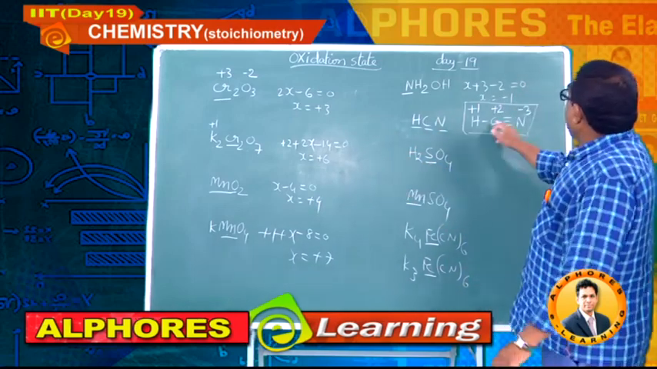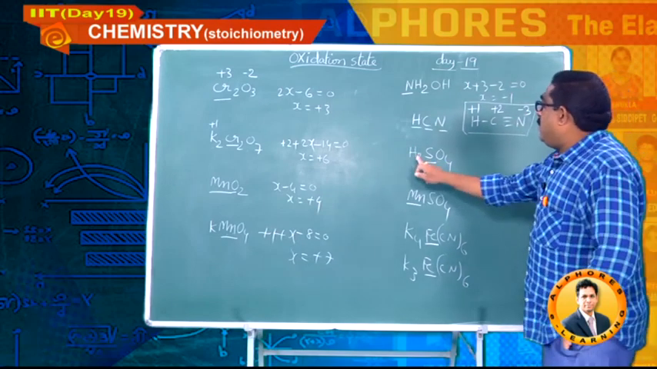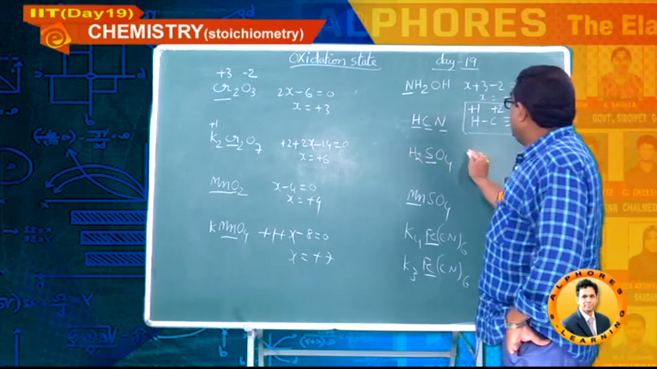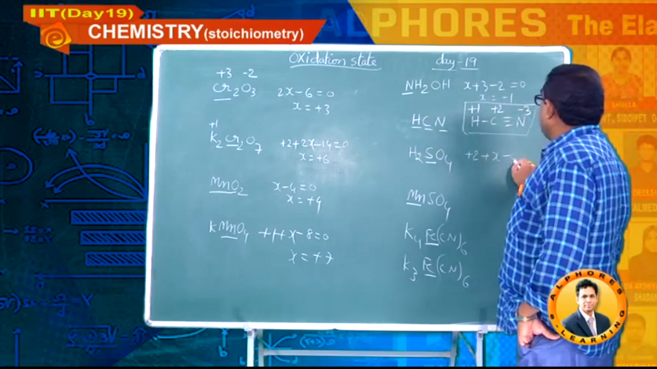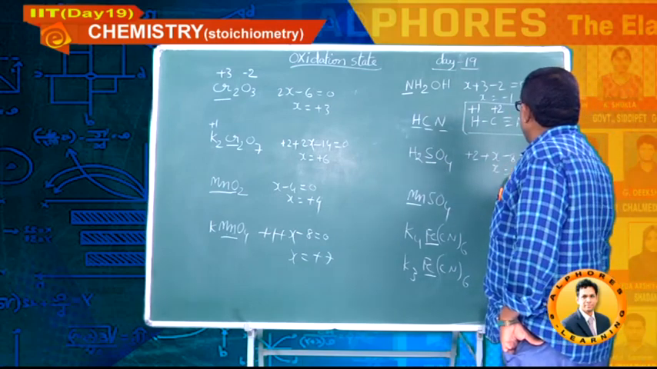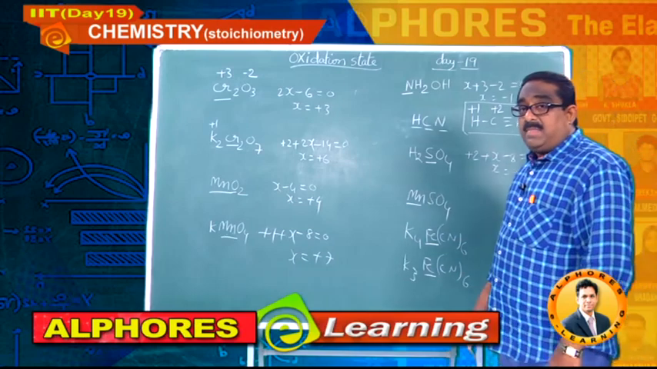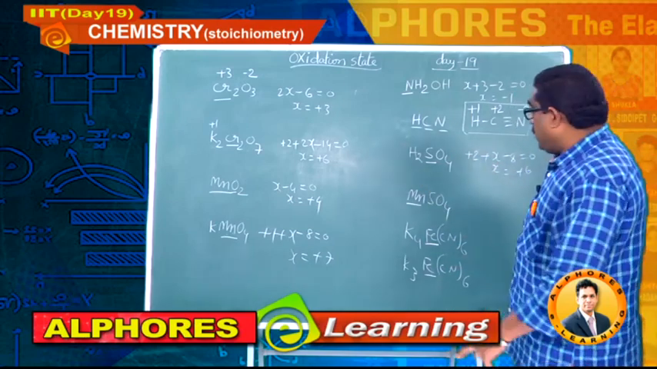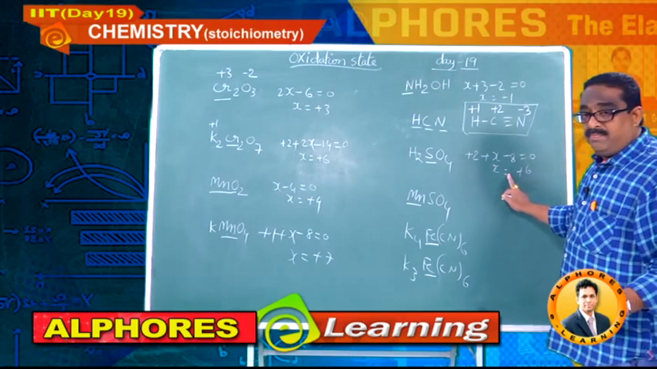Okay. Now come to this. For hydrogen you should assign plus 1. 2 hydrogens plus 2. Sulfur x, 4 oxygens minus 8, so x plus 2 minus 8 equals 0, x equal to plus 6. A possible oxidation state for sulfur, because sulfur belongs to 6th A group. So it is possible, no problem.